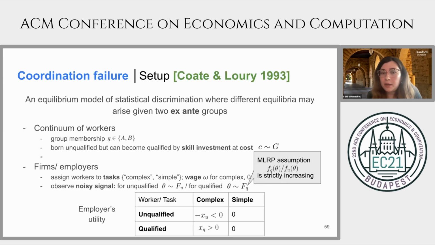Okay, finally, the last part of the model is the employer's utility. Their utility depends both on the worker's qualifications and the task that the worker is assigned to. If a worker is qualified and assigned to a complex task, the employer is happy, so they will get a positive utility. But if they assign an unqualified worker to the complex task, then they will get a negative utility. But they don't really care about workers who are assigned to simple tasks. Both qualified and unqualified workers give this employer utility 0.